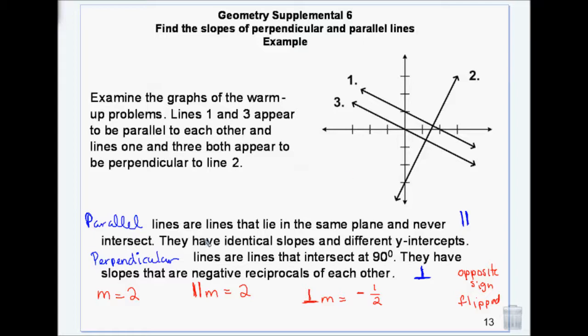So another example, if I say my slope is 2/3. Well, how about negative 2/3? My slope is negative 2/3. My parallel slope would also be negative 2/3. And my perpendicular slope would be positive 3/2.